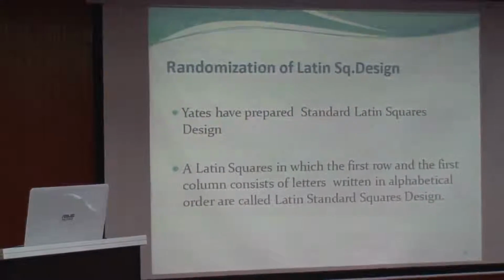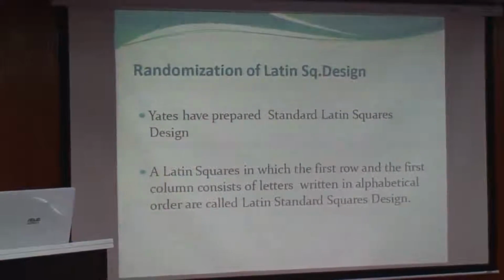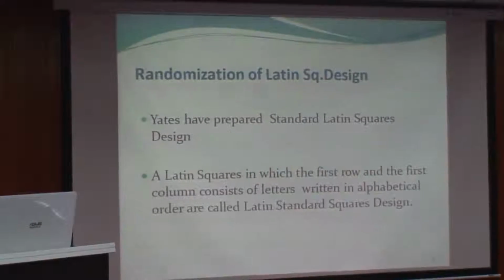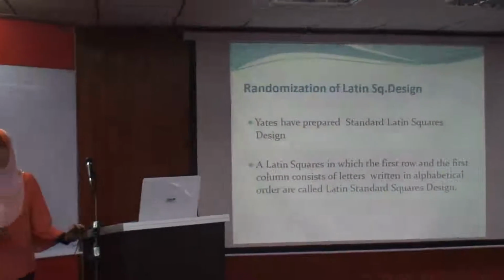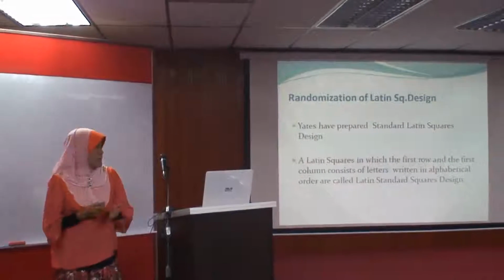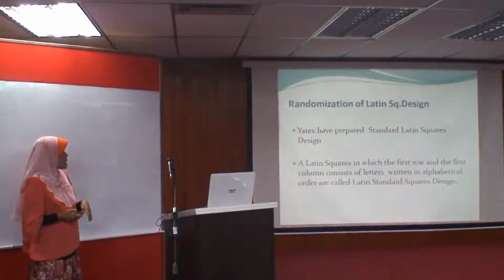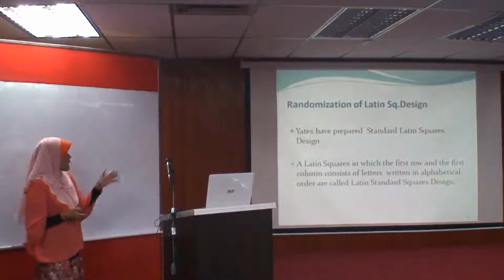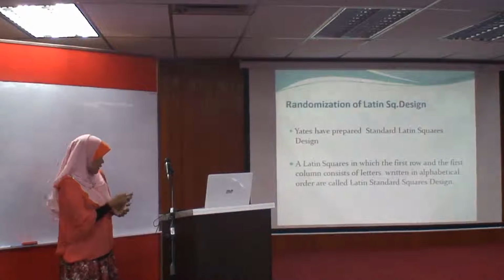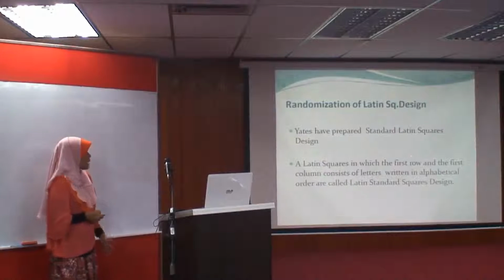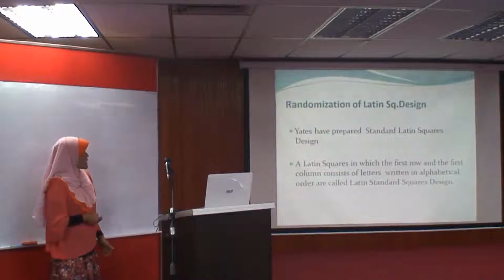Now, once you identify the problem as a Latin square design, you have to know how to do the randomization. To do this randomization, first you have to know the standard Latin square design. What is a standard Latin square design? It is a design where the first row and the first column consist of letters written in alphabetical order. If you see a Latin square in this arrangement, we call it a standard Latin square design.